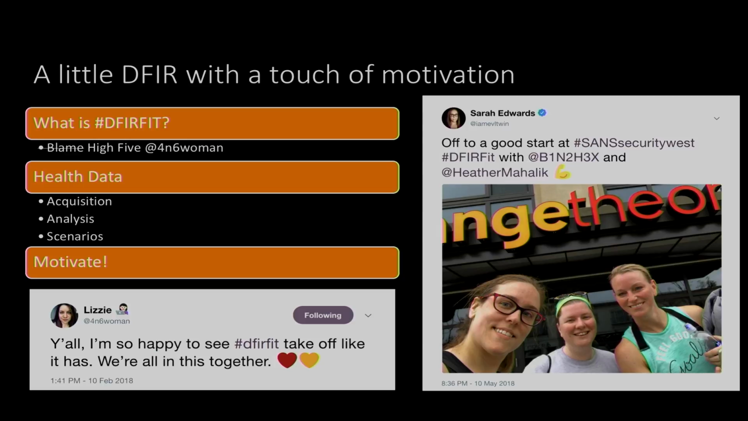So we're going to talk a little bit about the technical aspects of the iOS health database, as well as giving you a little bit of motivation to do it yourselves. We're going to get into some acquisition and analysis of this health data and try to motivate you.